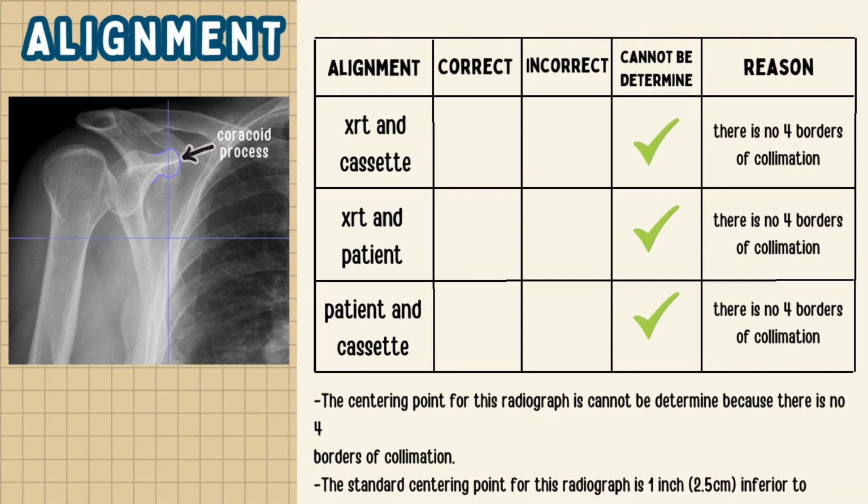Moving on to the next slide, I will explain the alignment. In this radiograph, the alignment between the x-ray tube and cassette cannot be determined because there are no four borders of collimation. The alignment between the x-ray tube and patient cannot be determined because there are no four borders of collimation. The alignment between patient and cassette also cannot be determined because there are no four borders of collimation. In addition, the centering point for this radiograph cannot be determined because there are no four borders of collimation.